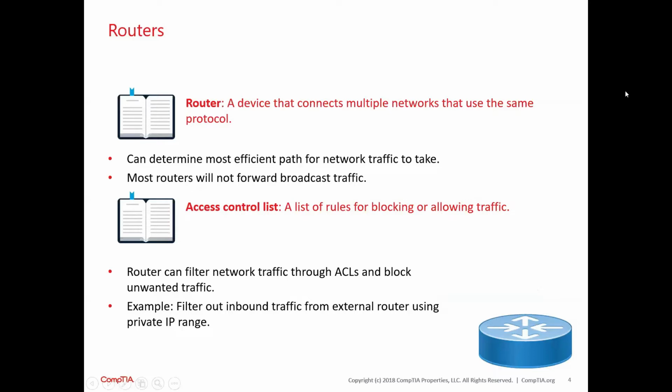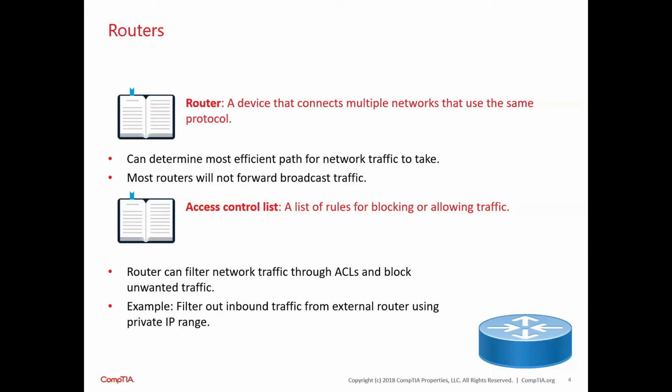Let's move on to the devices. We'll look at the routers. A router, in fact, is a device that connects multiple networks that use the same protocol. And normally, we use a router to forward the traffic from one network to a different network. Remember that most routers will not forward broadcast traffic, which means that they can forward unicast traffic, which is the traffic intended for one particular recipient. Broadcasting means one to many recipients.